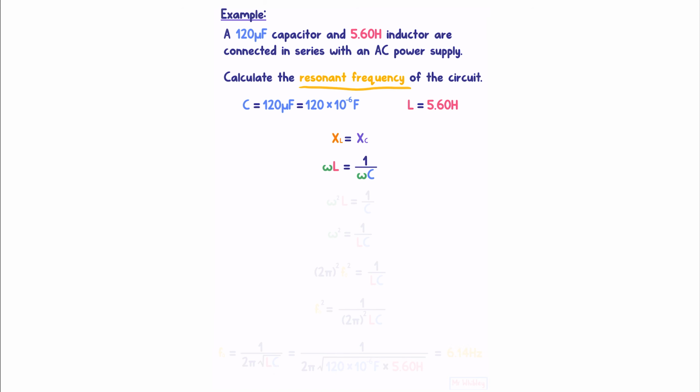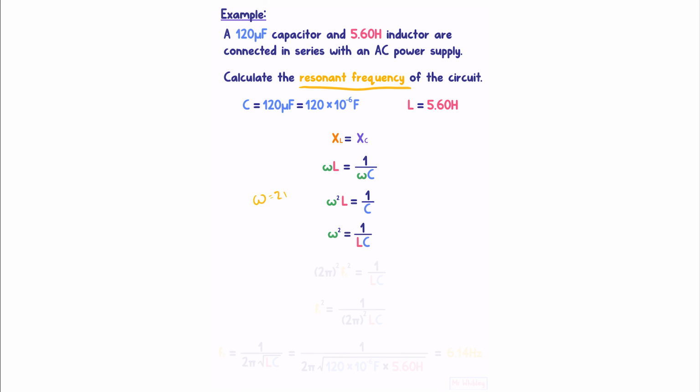Where to find the resonant frequency, we need to solve first for our angular frequency. There are a few ways we could go about this. What I'm first going to do is multiply both sides by omega, which cancels out omega here and squares the omega here. Next, to move the L onto the other side, I'm going to divide both sides by L.